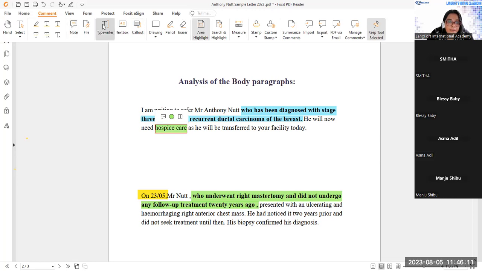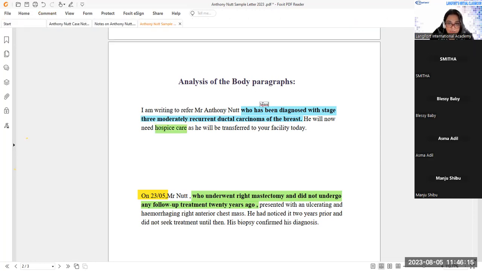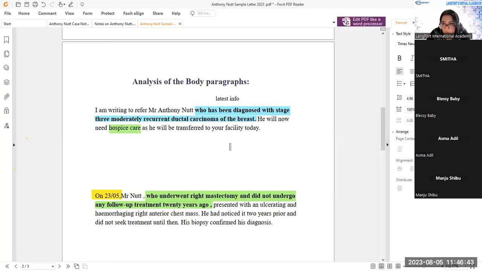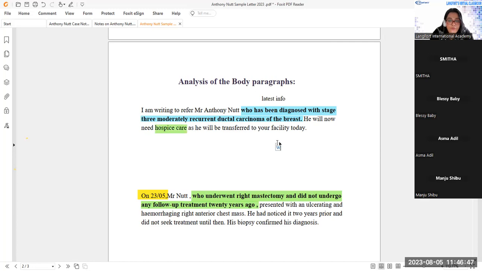So I've written the latest information about the patient, who has been diagnosed with. Instead of who has been, you can also write who has a history of. Or you can write who has what cancer. It's your decision. If you don't want to write it that way, you can convey it as an unresolved diagnosis, or as a fact, so you can say who now has, or as a current issue.